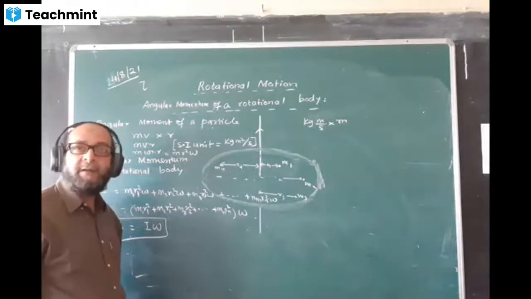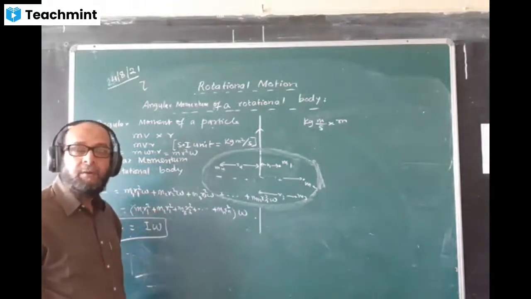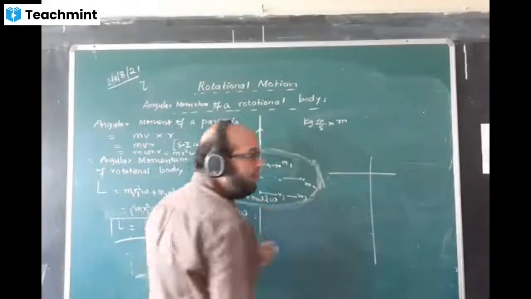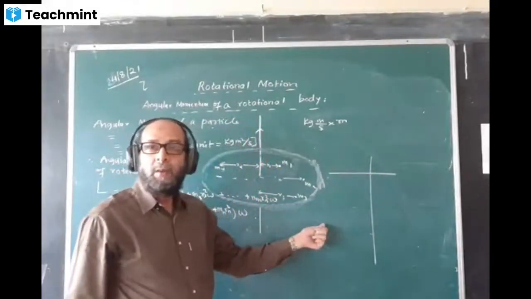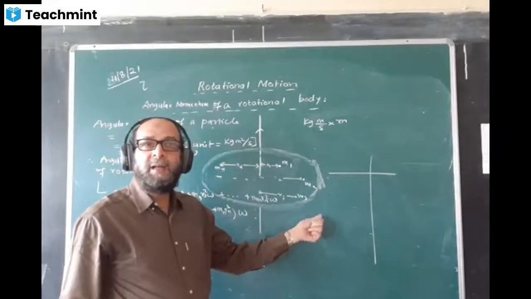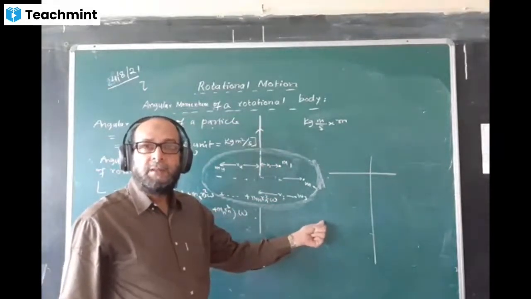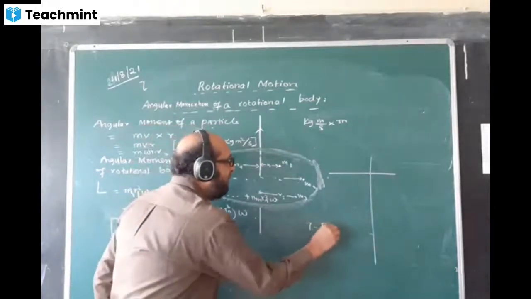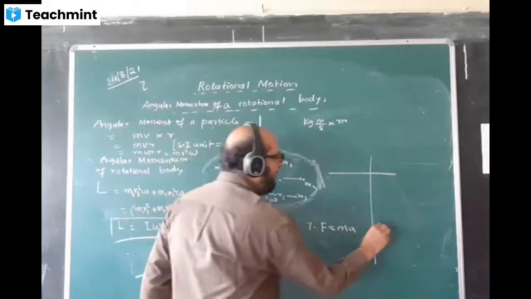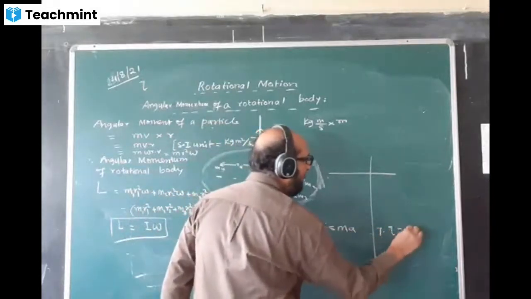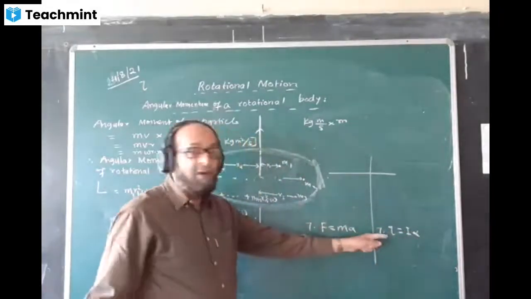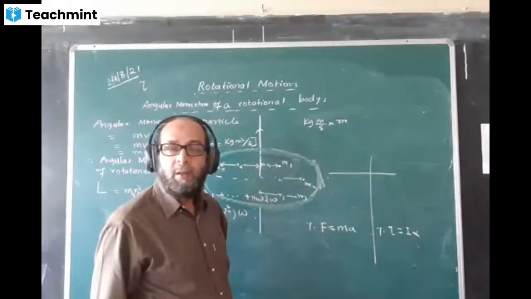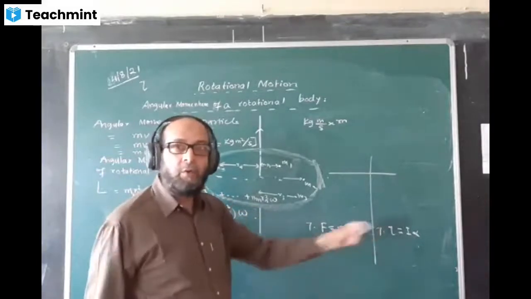Please go back to yesterday's table. You have already written 6 points. Now the point number 7: you write F is equal to ma, and here you write torque is equal to I alpha. Rotational force is called torque. The force of rotation is called torque. The force needed to rotate a body is called torque.